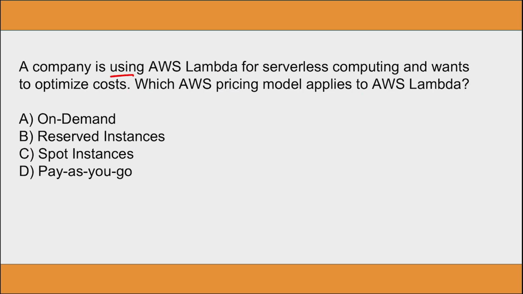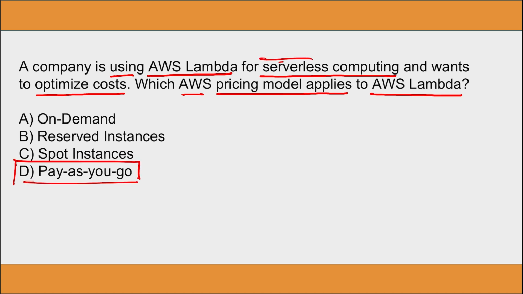Next, a company is using AWS Lambda for serverless computing and wants to optimize its cost. Which AWS pricing model applies to AWS Lambda? So for AWS Lambda, pay as you go, right? We will be using serverless computing here, right? So pay as you go will be the best for the actual usage. There will be no upfront commitment here or any termination fees. It will be suitable for unpredictable or variable workloads and also will provide the flexibility for scaling up or scaling down, right?